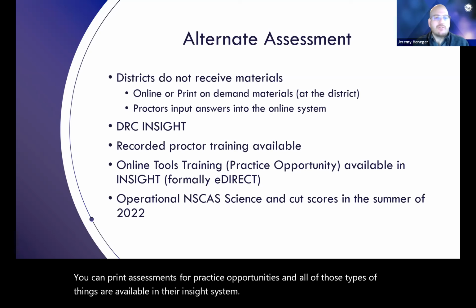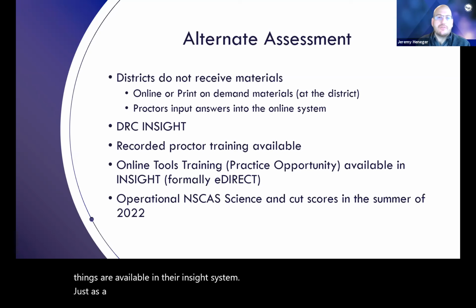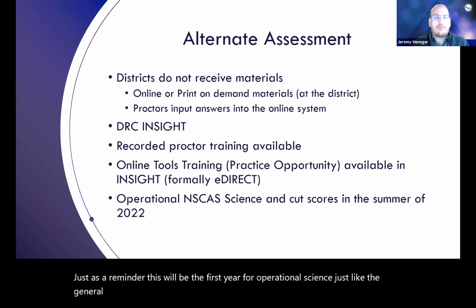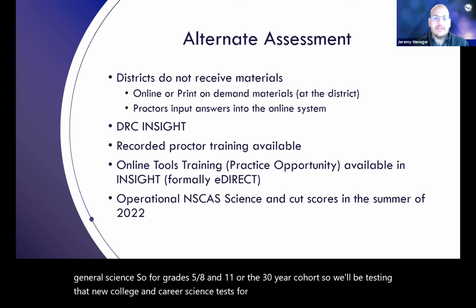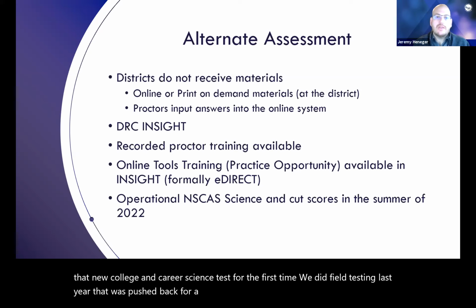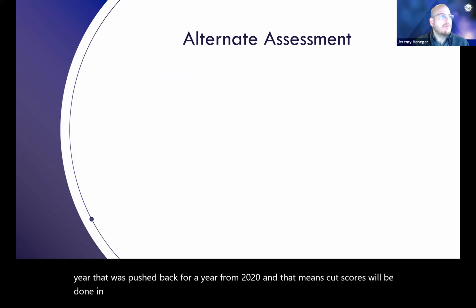Just as a reminder, this will be the first year for operational science, just like the general science. So for grades 5, 8, and 11, or the third year cohort, we'll be testing that new college and career science test for the first time. We did field testing last year. That was pushed back for a year from 2020. And that means cut scores will be done this coming summer.